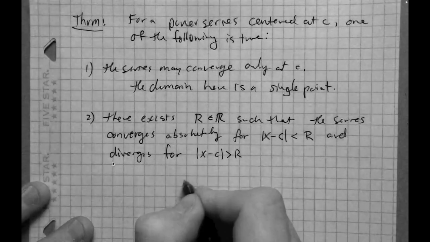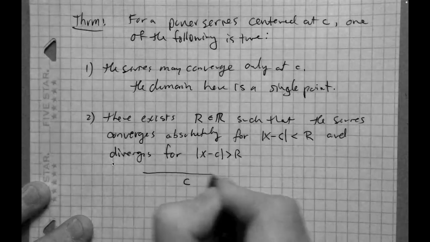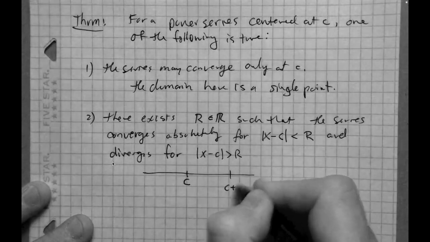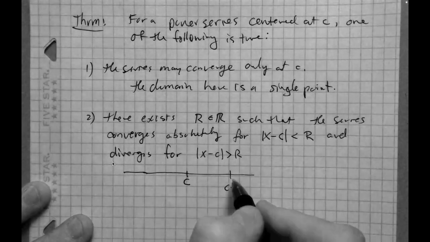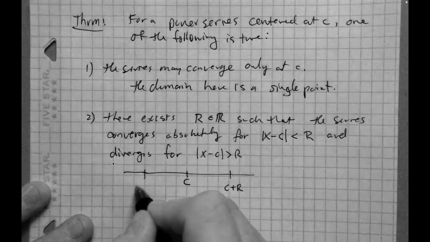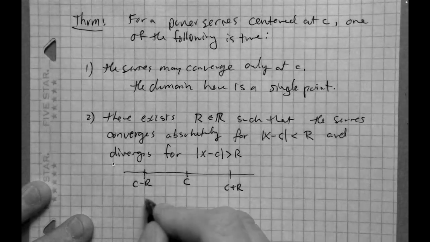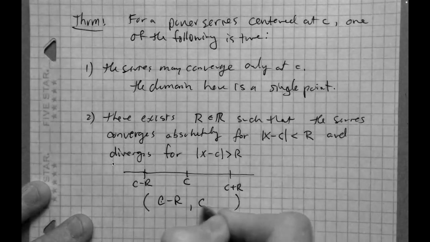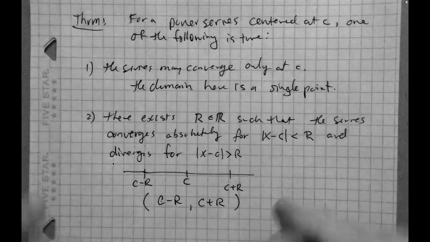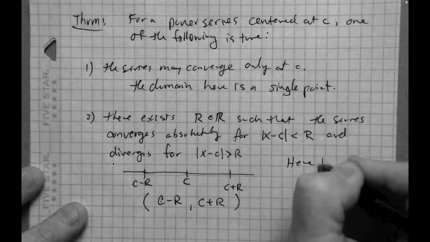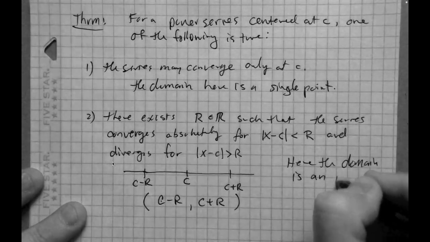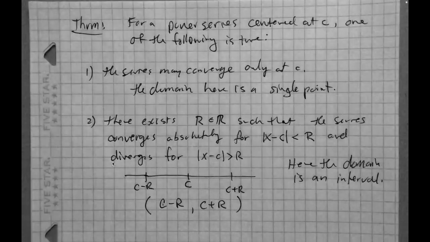Well, that just means that, if you're centered at c, then somewhere out here you'll have c plus r, and somewhere in this other direction, you'll have c minus r. Right, so what are we talking about here? Well, we're talking about an interval. Okay, so this is an interval. So here, the domain is an interval, like a finite interval, right? R is a finite number, right? So it's some finite number.